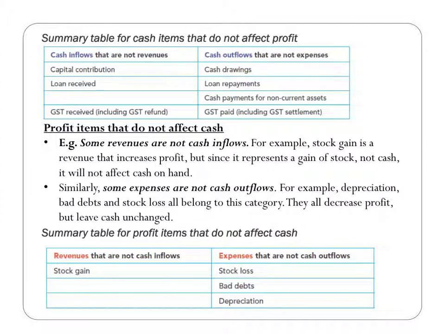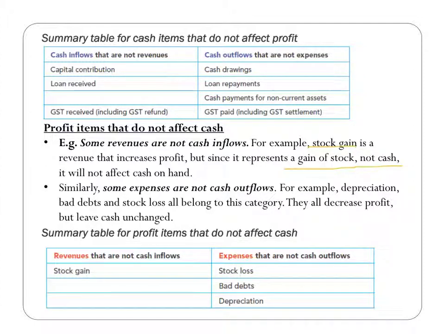Okay, let's have a look at the second scenario. Profit items that do not affect cash. Some revenues are not cash inflows. For example, stock gain. Stock gain is a revenue that will increase profit, but because it's a gain of stock, not cash, it will not affect your cash.